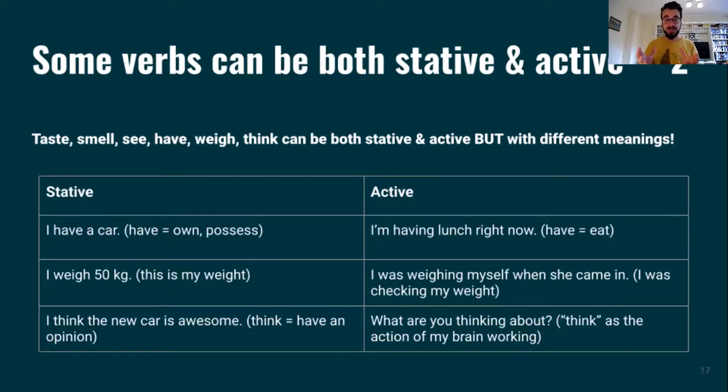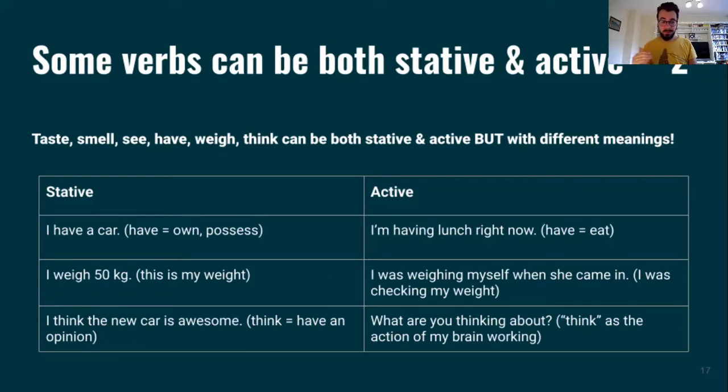When it's active, having lunch, or for example, if it means to enjoy your time, to have a good time, I'm really having a good time. Again, it's an action. We go one line below. I weigh 50 kilograms. That's definitely not me. I don't weigh 50 kilograms. But this, when it's about weight, that's a measurement and it's stative. But if you are weighing somebody, if you're checking somebody's weight, then that's an action. I was weighing myself when she came in.